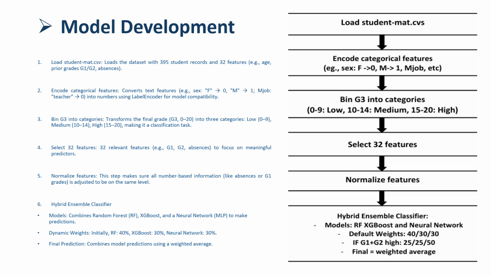This is the core of our innovation, the dynamic weighting logic. During training, we measure how important G1 and G2 are using feature importance from the random forest. If they contribute more than 50% together, we assume prior grades are the dominant predictor. In such cases, we shift more weight to the neural network, which is better at modeling grade related patterns.